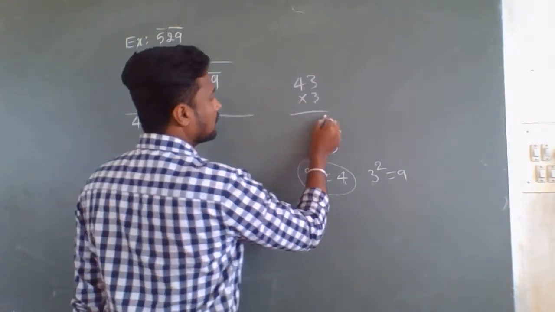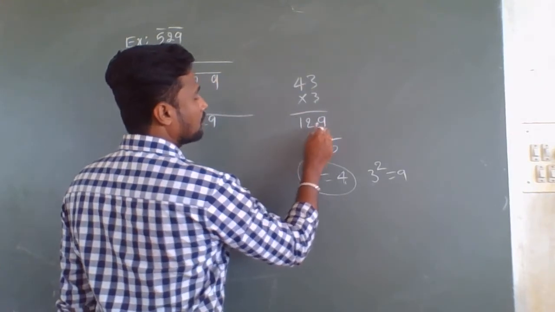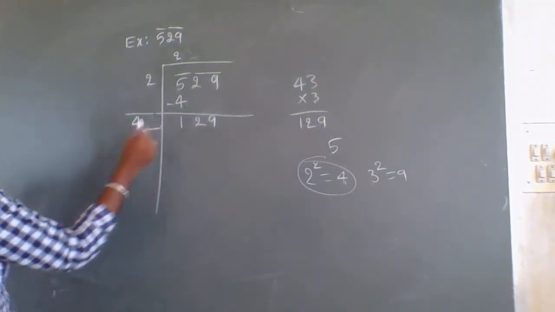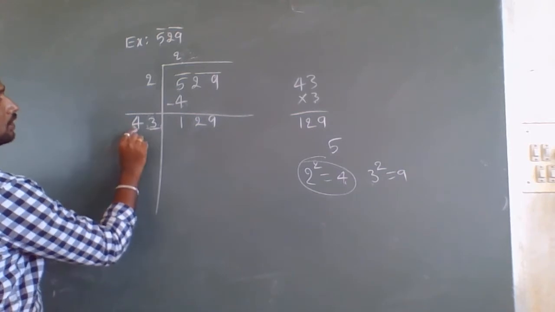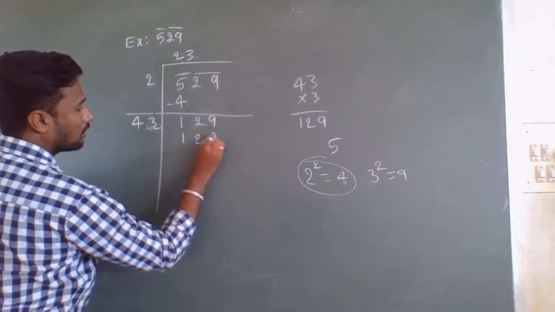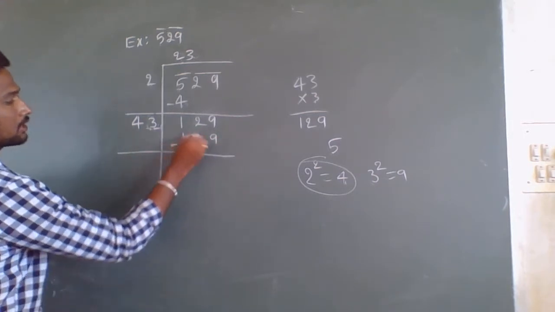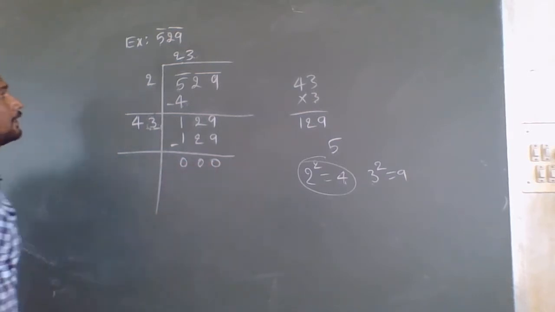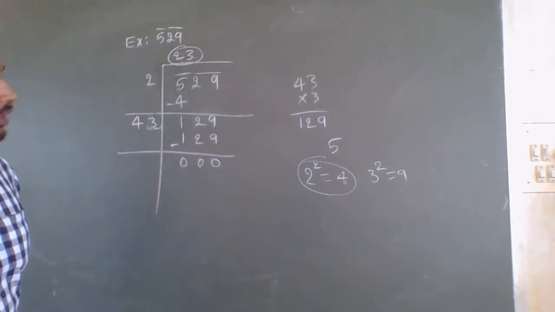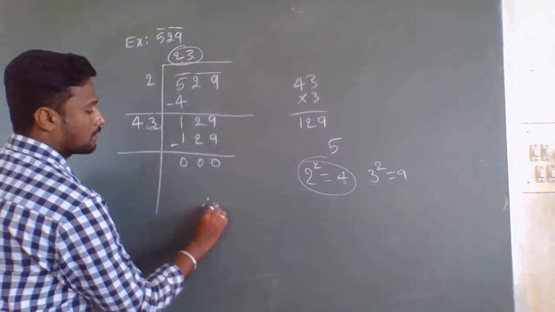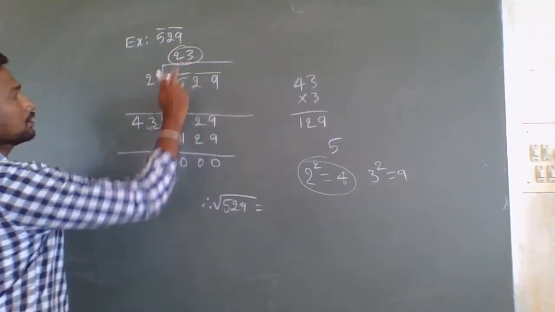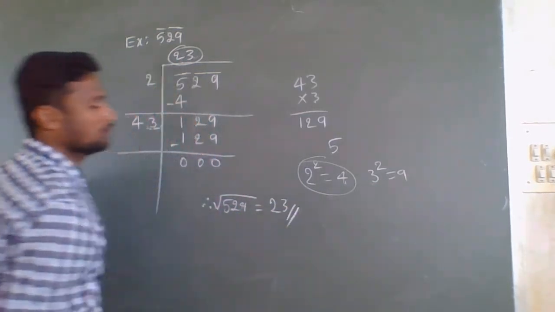What I will get? 3 3s are 9, 3 4s are 12. So we will get 129 only. So here we have 129. So I will write here 3 only. 43 into 3, what you will get? 129. So 129 minus 129 means what you will get? 0 only. So this 23 is the square root of 529. So here you can write therefore square root of 529 equals to 23, this is the answer.